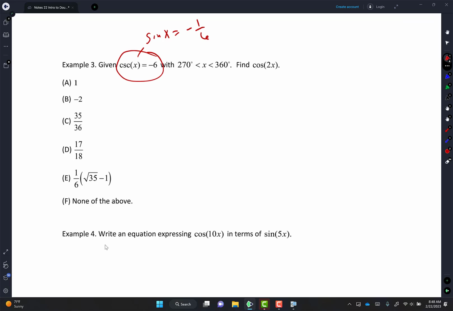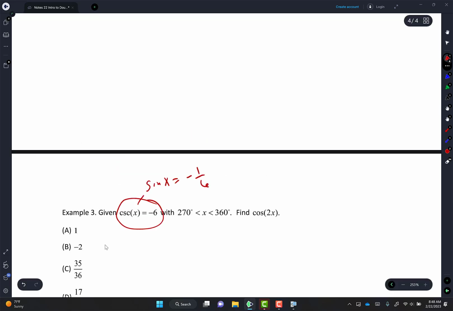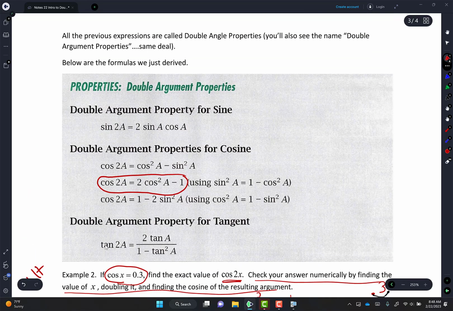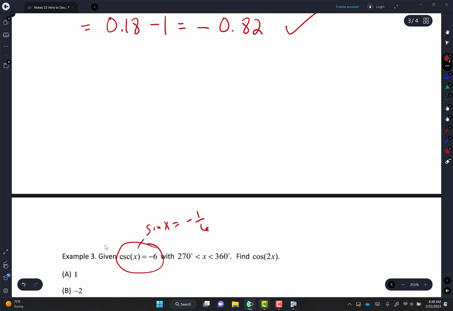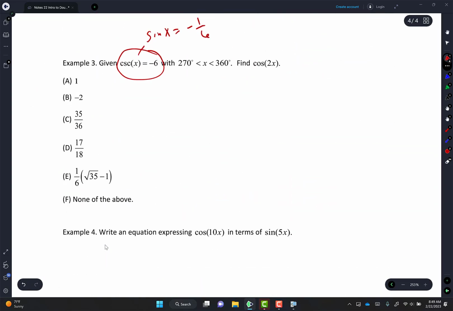I'm going to use the answer that only uses sine. So you come up here and you look and you're like, well, this answer only uses sine. So that's the only one you're going to use. So you're going to write cosine 2x has to be 1 minus 2 sine squared of x. I already have sine x, guys. 1 minus 2 times -1/6 squared.